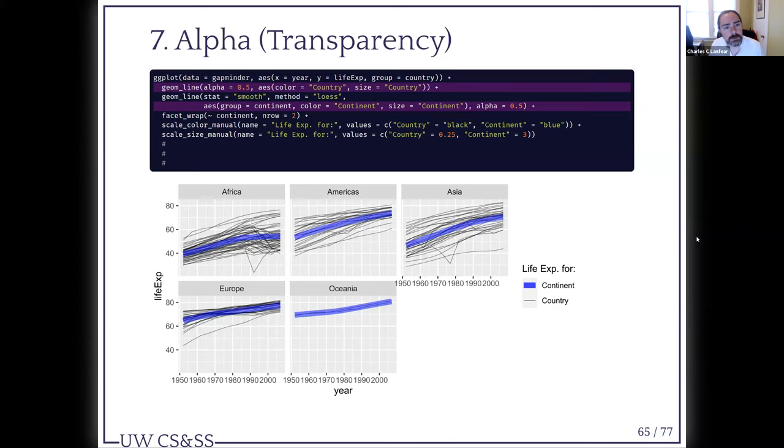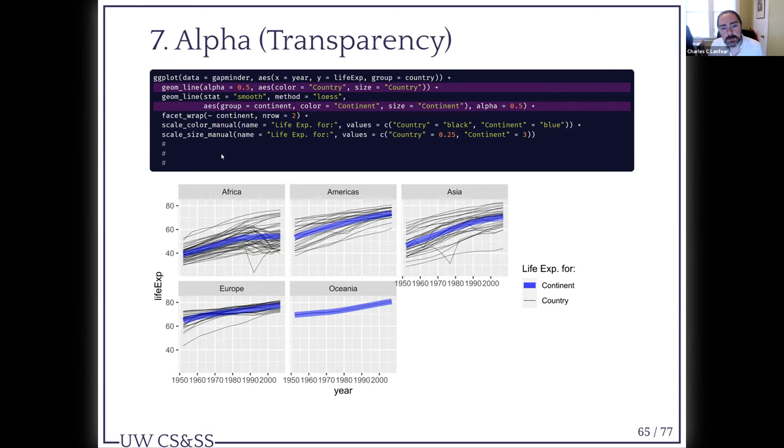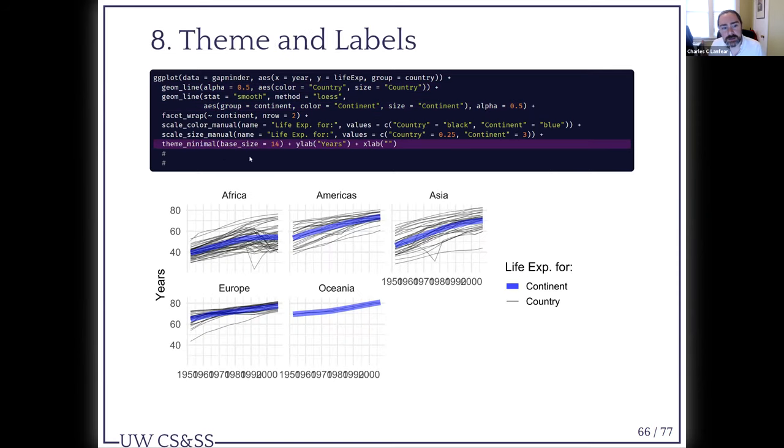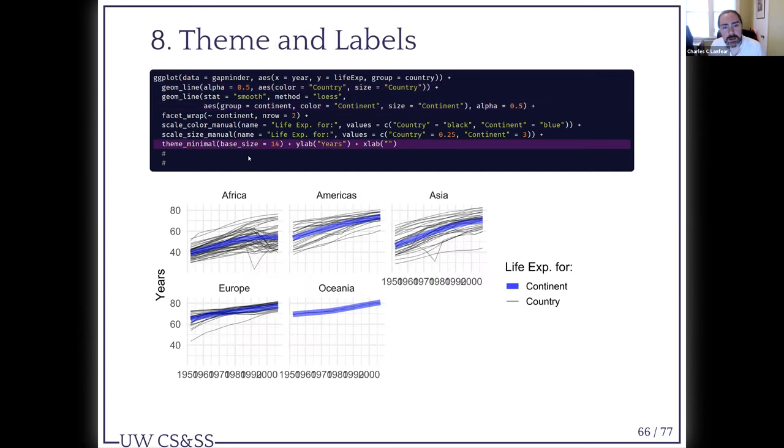Next, I add a theme minimal. Base size 14 modifies the text size just a little bit. And then I add Y label as years. X label, I remove. We don't care. I don't know why the label is years when it should be life expectancy over there. That's me inserting a typo into my slides because I wasn't paying attention to what I was doing.